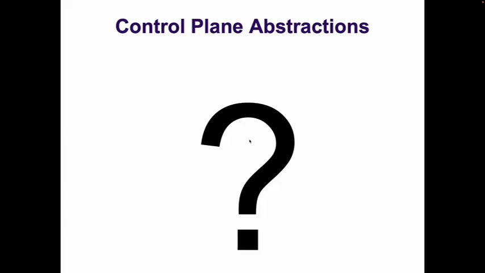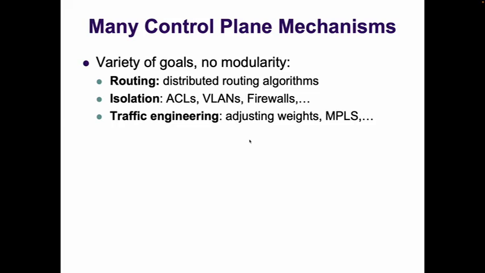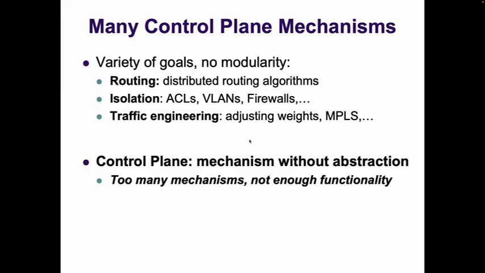What abstractions do we have in the control plane? You're right, nothing. We had nothing. We had all these different goals, but the techniques to achieve one goal didn't use any modularity. You didn't reuse anything from techniques for other goals. You had distributed algorithms, you had scripting, you had traffic engineering. So there was all this mechanism without abstraction. There were too many mechanisms, and the functionality in any one of them wasn't particularly good because you had to design it from scratch.